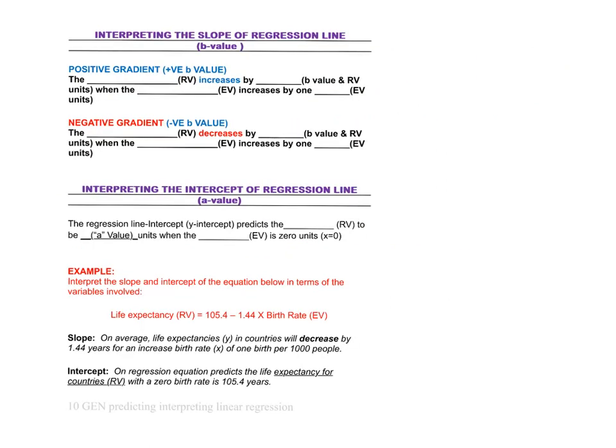Okay, so the other thing we need to do now is we might get asked to interpret the slope. The slope, if you see there, is the B value. Before, we had that formula: life expectancy equals 105 or something, minus 1.44 times birth rate. Okay, just going to put that one there.